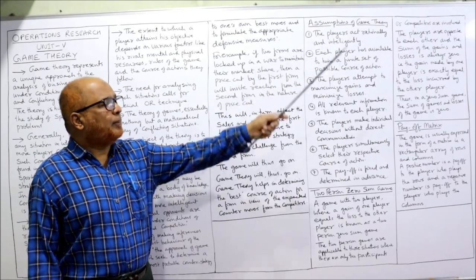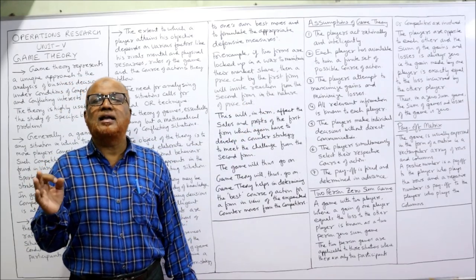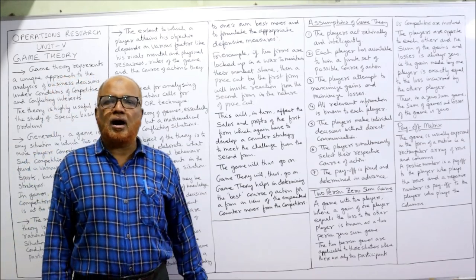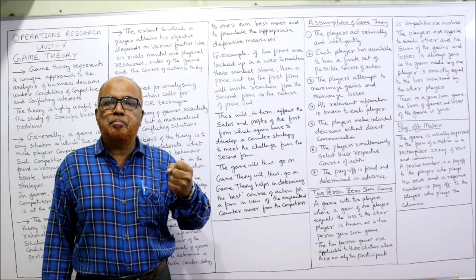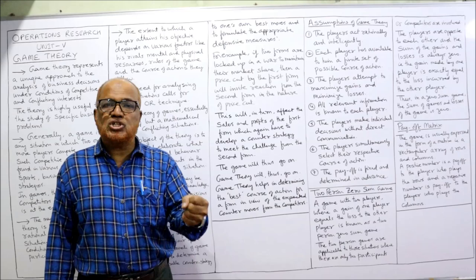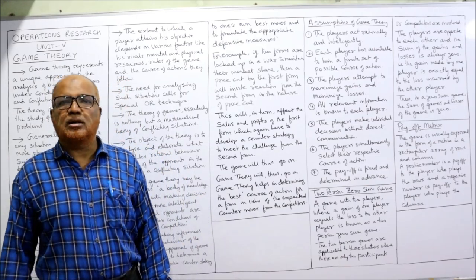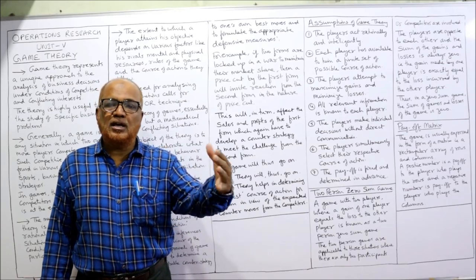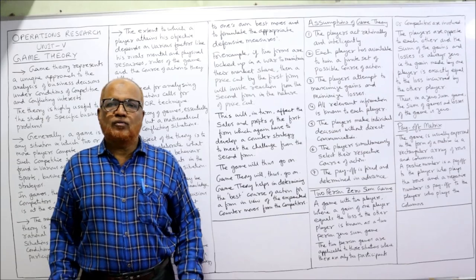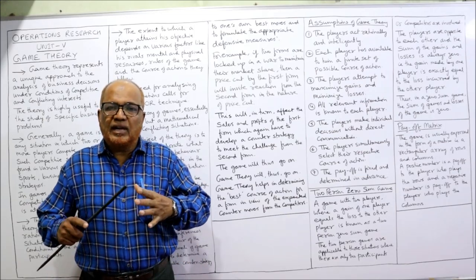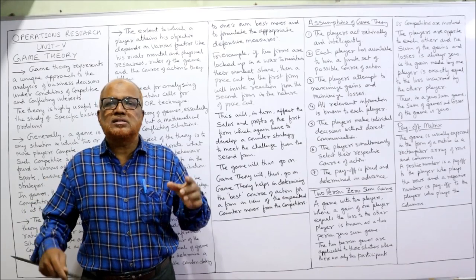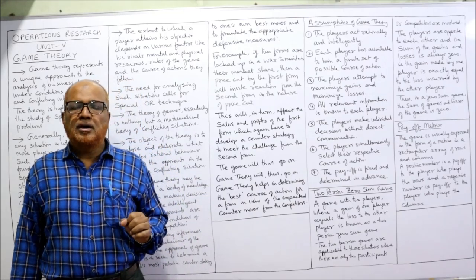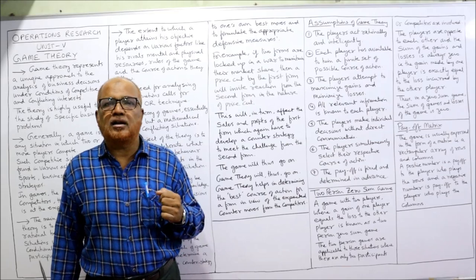The first assumption: the players act rationally and intelligently. The participants of the game are intelligent participants, competitive participants, rational participants. What do you mean by rational? A person who thinks, who evaluates before taking any action. Before taking any action, the person will analyze what would be the consequences of this action. So that person is called a rational person. He thinks from the mind, not from the heart.